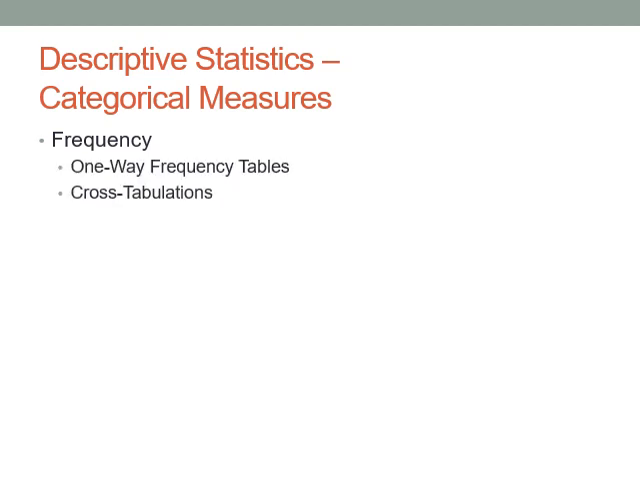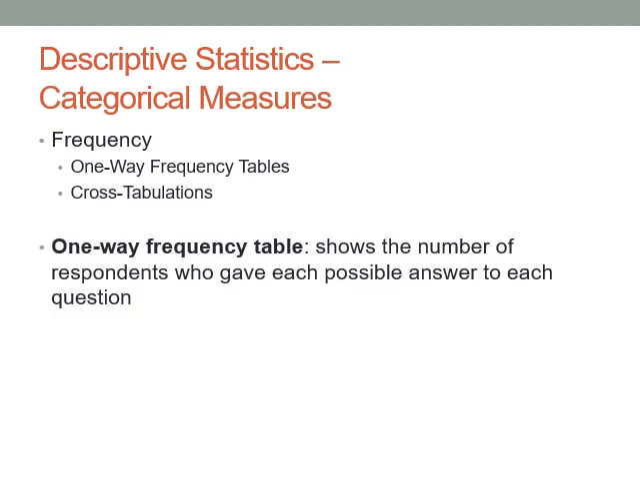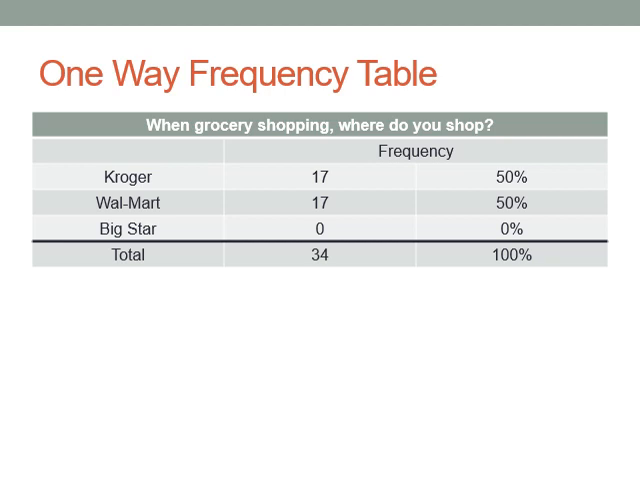When we are presenting these frequencies, that presentation is typically done using what are called one-way frequency tables and cross tabulations. I'll show you examples of both of these. A one-way frequency table looks at one nominal variable, one categorical measure from the survey, and it shows the number of respondents who gave each possible answer to that nominal question. The next slide, I believe, has an example. So here is a one-way frequency table.